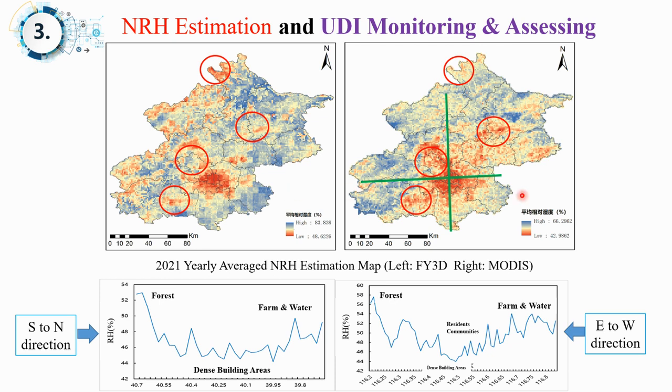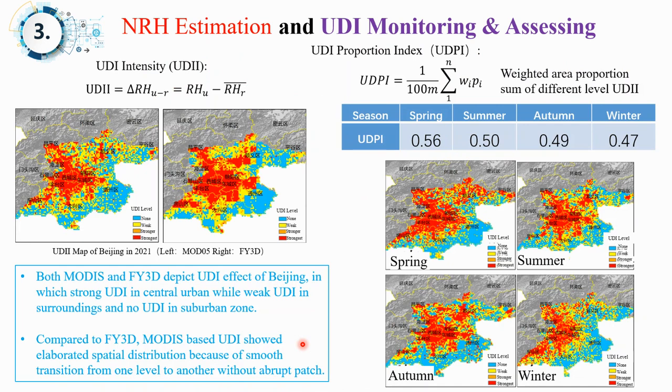We also want to see how it changed from suburban to urban, and this is the cross-section profile. You can see the forest with high value, then dense building areas with lower value, and then farm and water in the suburban with low value. Also, we want to see the situation across the whole area of Beijing, and this is a map of UDII in 2021. We can see both the models and Phoenix depict UDI effects: strong UDI in the central urban area, weak UDI in the surroundings, and no UDI in the suburbs.